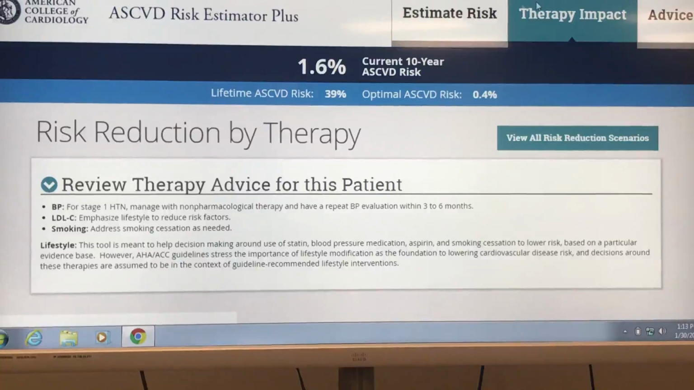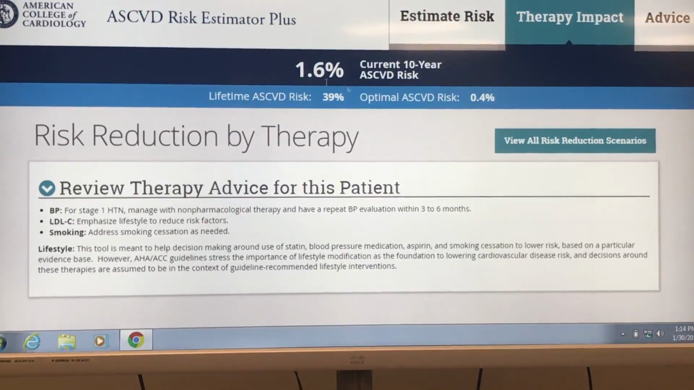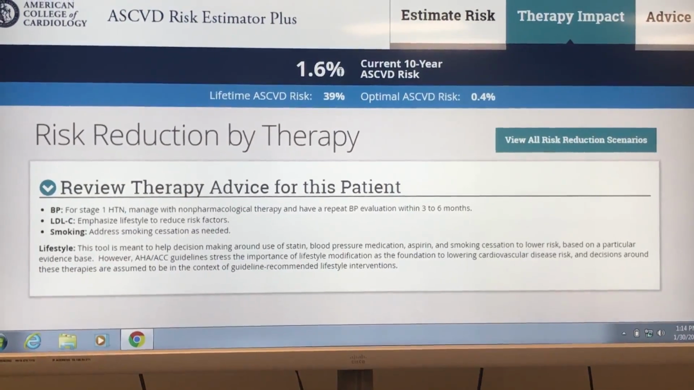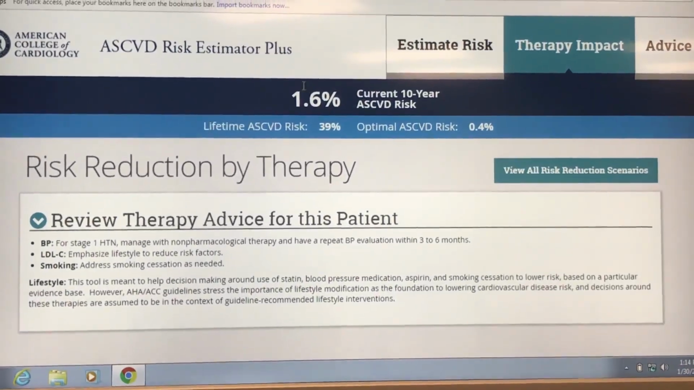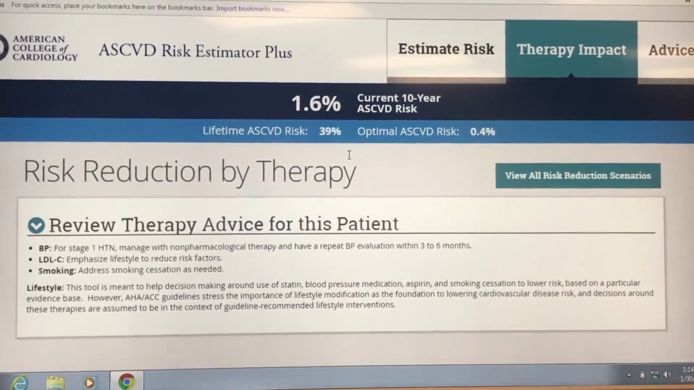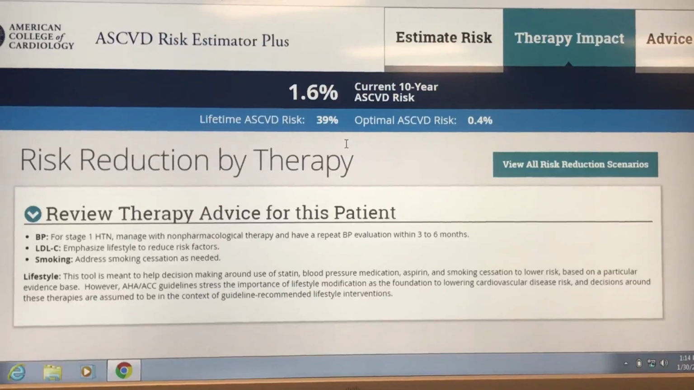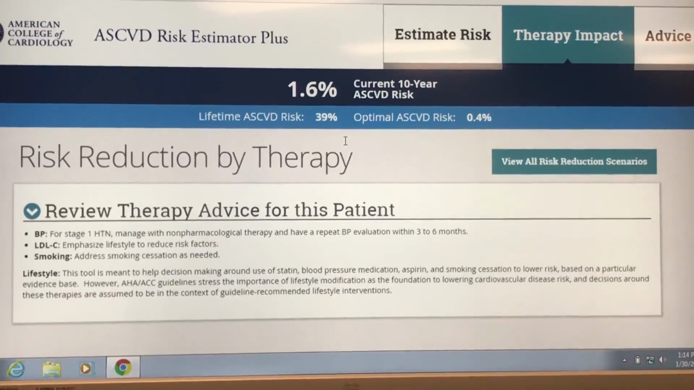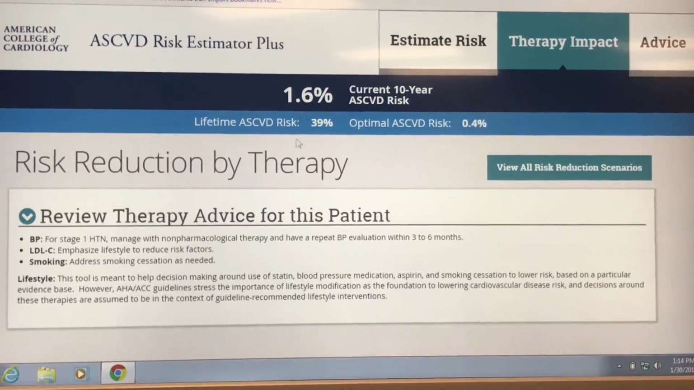So then I go over here to my therapy impact, and you can see it gives me three numbers. First is the 10-year ASCVD risk. So that's your risk of having a heart attack or stroke or other acute coronary event within 10 years. And then it also gives you lifetime risk.